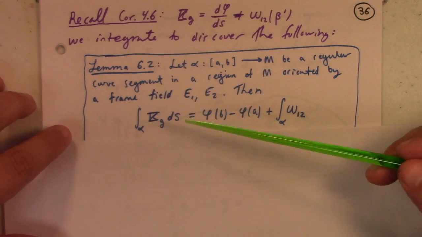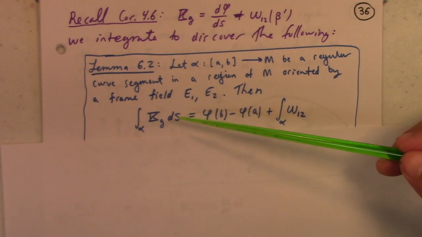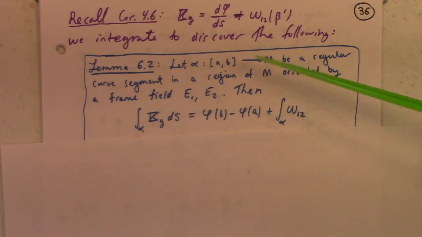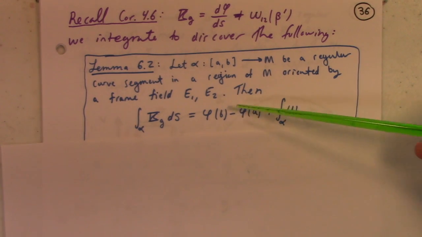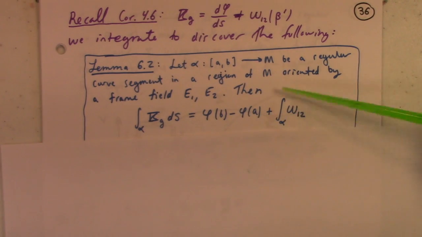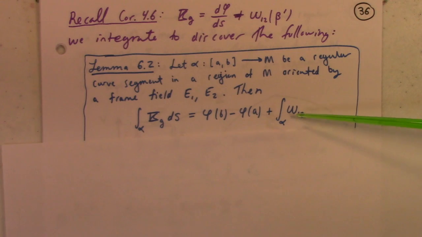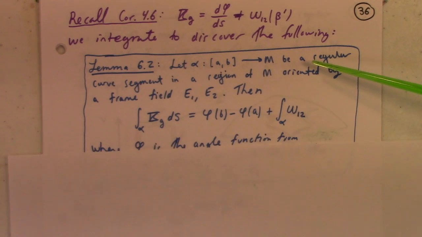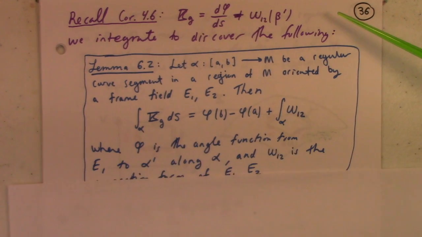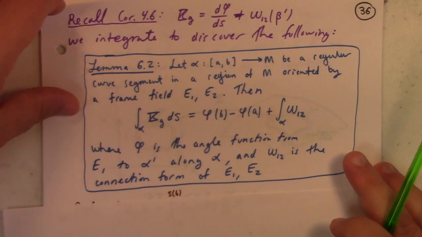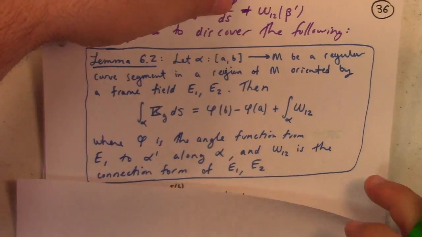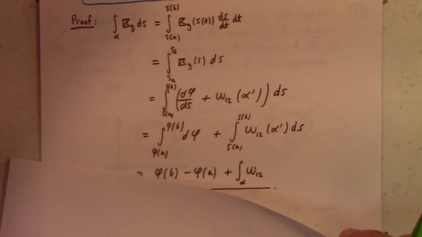So the integral, the so-called total geodesic curvature around alpha, is the change in the angle along the curve plus the integral of the 1-2 connection form along alpha, for a regular curve segment. And the proof of that is really just integration of the lemma we proved last time.